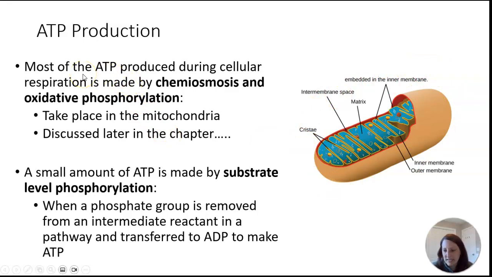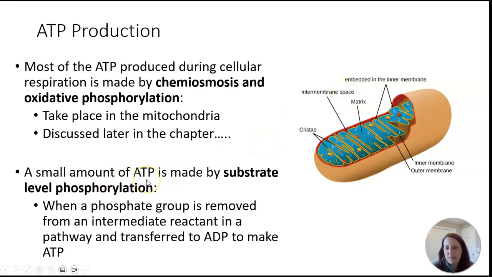So again, most of the ATP, the bulk of it, okay, if we're talking about 36 ATP being made, 32 of those are made by this process called chemiosmosis and what we call oxidative phosphorylation, which again is the third part of the chapter. So we're going to really talk about that. This takes place in the mitochondria. Specifically, the proteins involved in this process are located on the inner mitochondrial membrane. Okay, the intermembrane space is also involved here. And again, we'll talk more about that at the end.